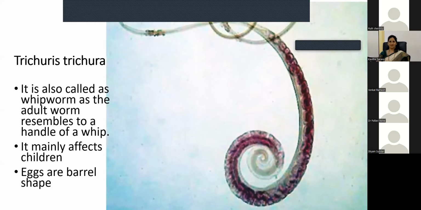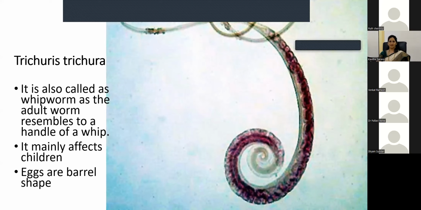It is also called whipworm because the adult worm resembles the handle of a whip. It mainly affects children. Eggs are barrel shaped. Human infections are mainly because of Trichuris trichiura, but rarely Trichuris suis, which is also called pig whipworm, or Trichuris vulpis, which is also called dog whipworm, can also be seen in humans. I have read a few case reports for the same.